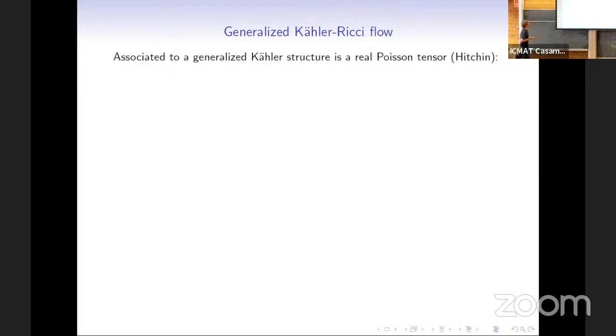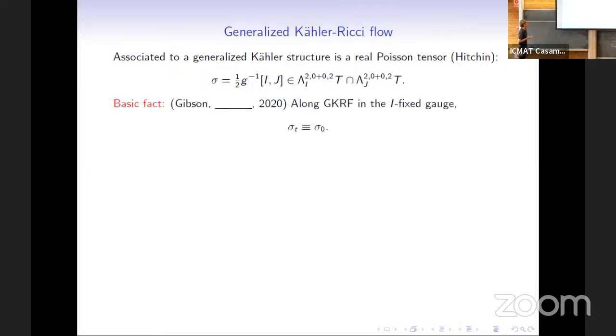Okay, so what can we say about the generalized Kähler-Ricci flow? Associated to a GK structure is a real Poisson tensor discovered by Hitchin. I call this sigma, which I hope is okay. It's one half G inverse times the commutator of I and J. This thing is a pretty magical object. It's of type (2,0)+(0,2) with respect to both I and J, and so it's also holomorphic in both senses. The I 2,0 part is I-holomorphic and the J 2,0 part is J-holomorphic.